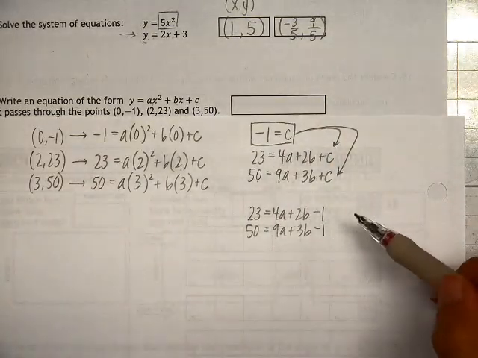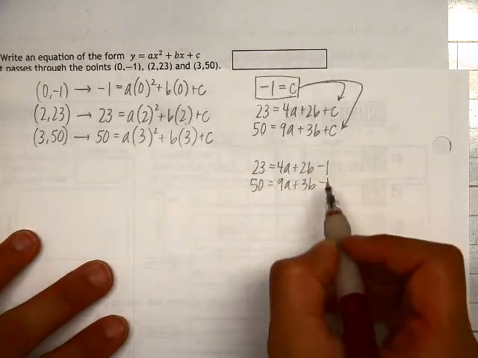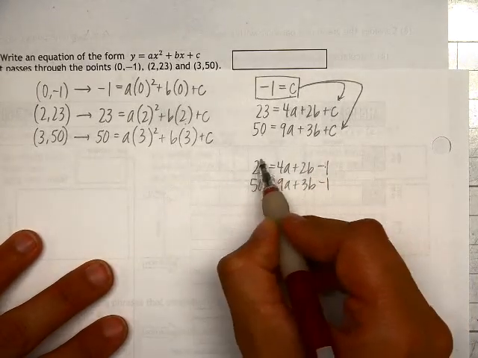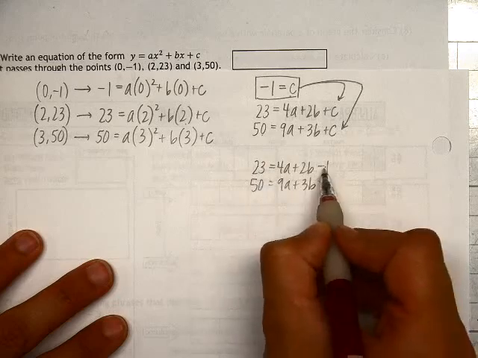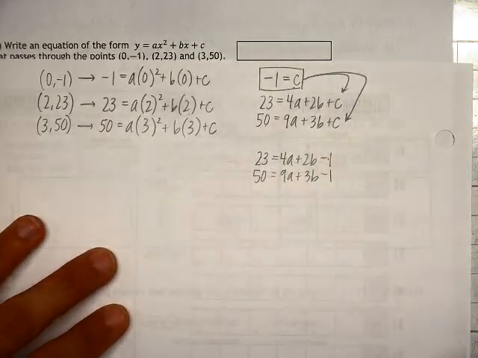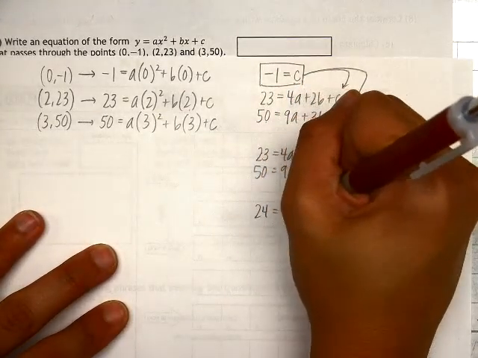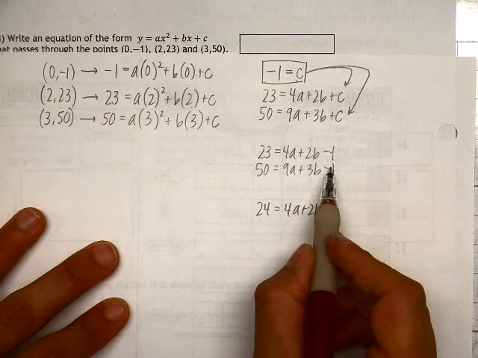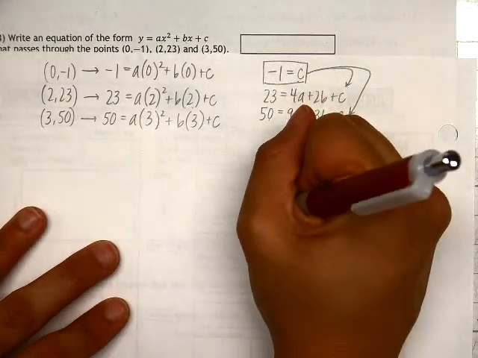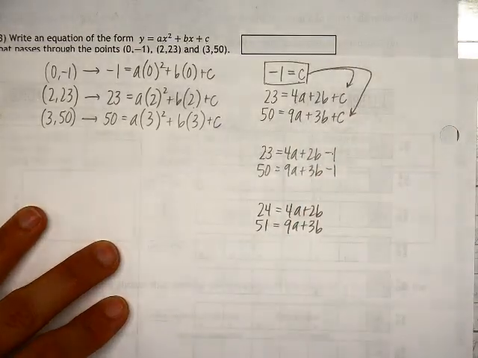Again, to make our lives even simpler, we can go ahead and make these equations a little more graceful by combining the ones on the left-hand side to try to make those like terms go together. If I move the -1 over to the left on the first equation, I'd get 24 equals 4a plus 2b. If I move the -1 on the second equation, that would give me 51 equals 9a plus 3b.